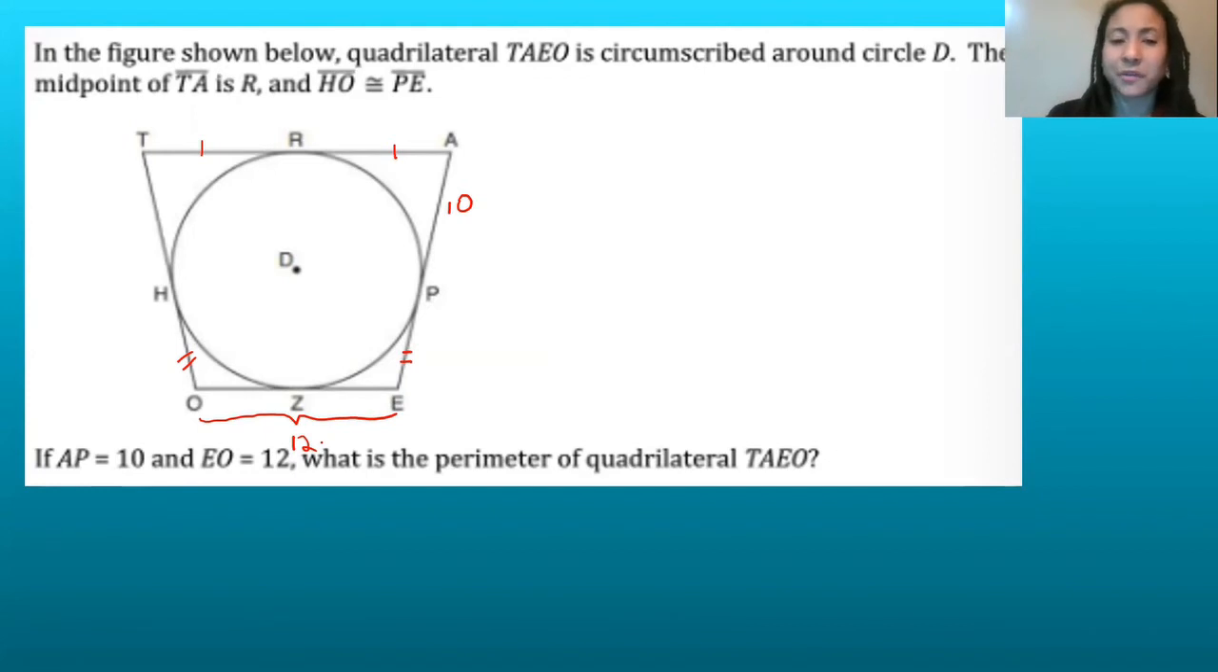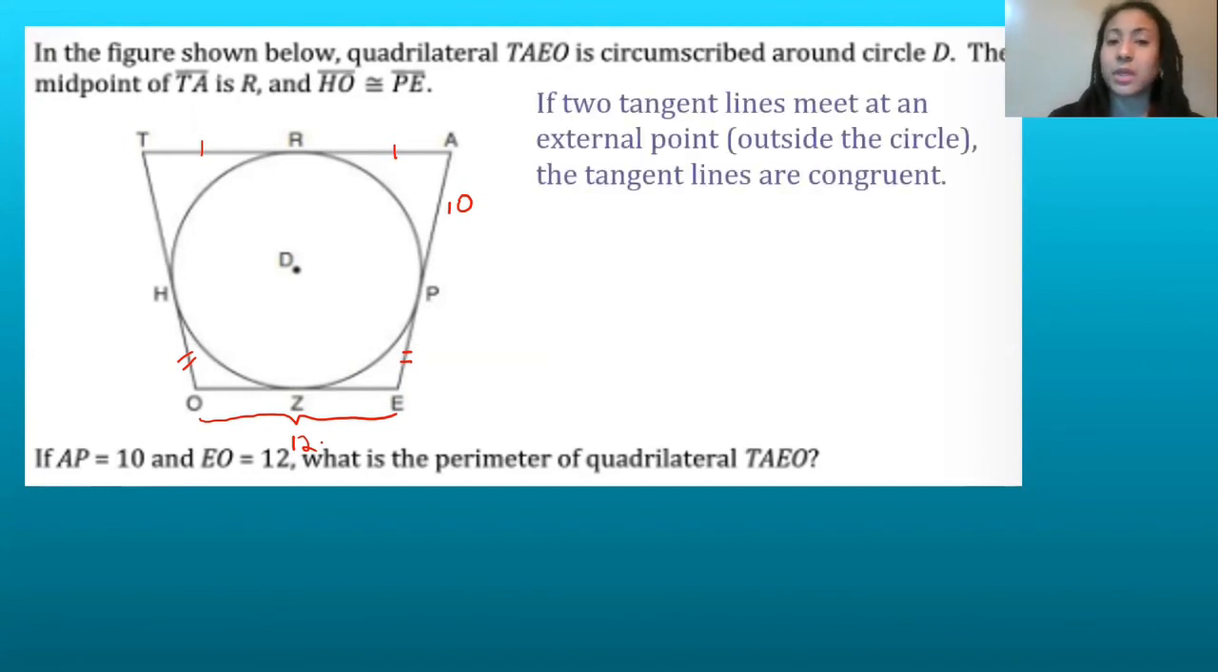This looks a little different, but it's very similar to what we just did. Keep in mind again, if two tangent lines meet at the same external point, the tangent lines are congruent. So if you notice, R, H, Z, and P are all points of tangency. They all touch the circle one time. So let's go through it. If I'm looking at external point A, AR should be congruent to AP. So these two pieces are going to have the same markings.